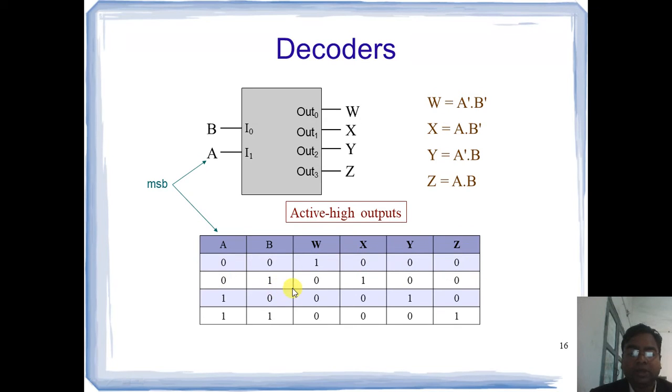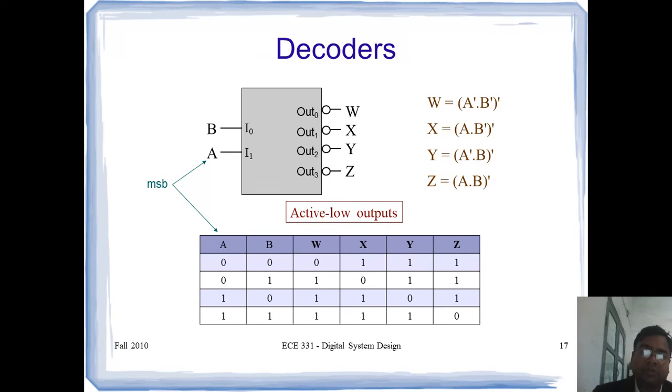Similarly, 0 1 is the case where only X will be 1, and the others will be 0. If 1 0 is the input, then Y is 1, and the others are 0, and in the 1 1 case Z is 1, and the others are 0. This is another variation of the decoder, in which we have just an inverter placed at the output. So we can say this is active low. When the value is 0, that means it is active instead of high. This is just similar to the previous case, only with an inverter placed at the output, nothing more than inverting the output.